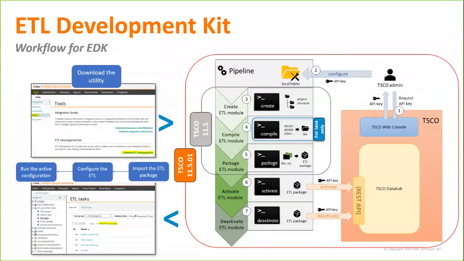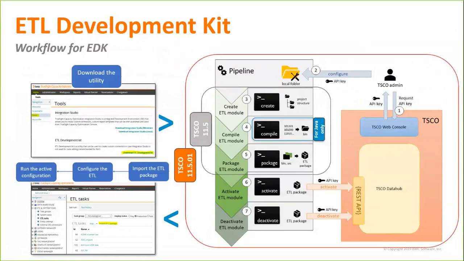At this point, those three actions were already covered in 11.5, which is the current GA version of the product. In 11.5.01, which will be available soon, we will also cover the additional two activities: activate and deactivate the new ETL module. So you will be able to directly make the new modules available within your TrueSight Capacity Optimization database, and of course in the console UI to create new ETL packages.